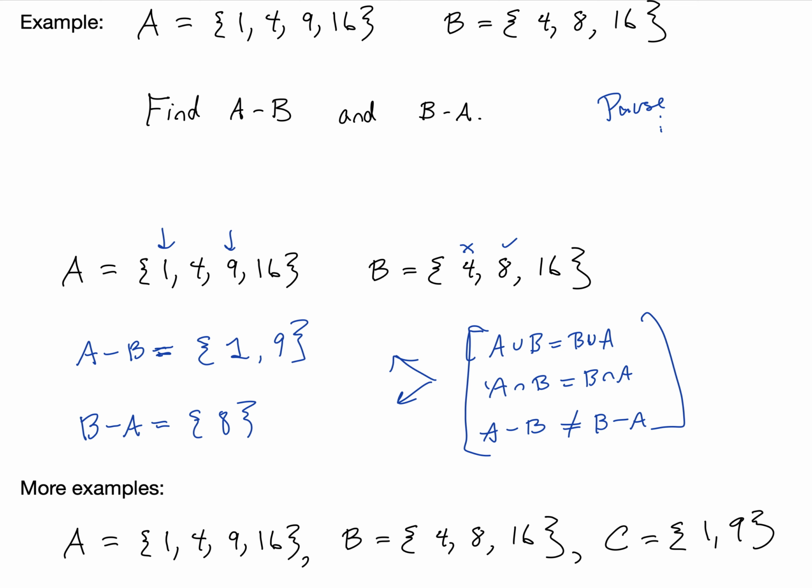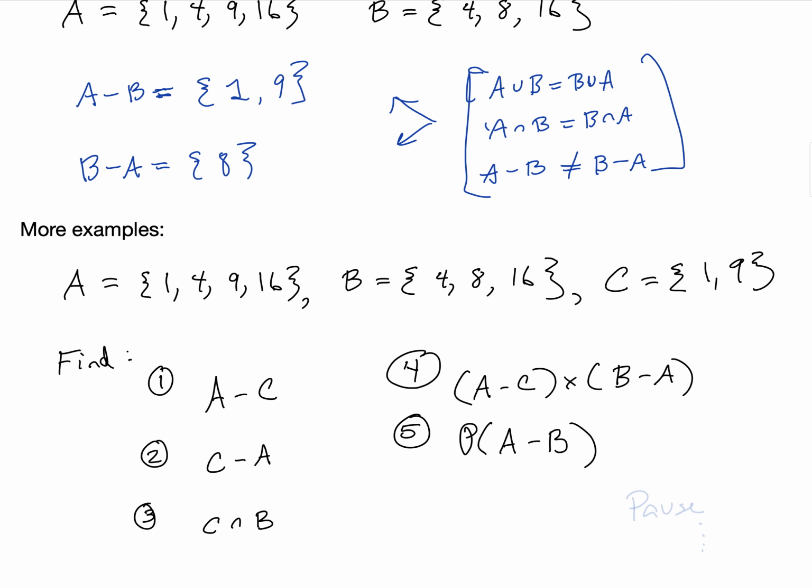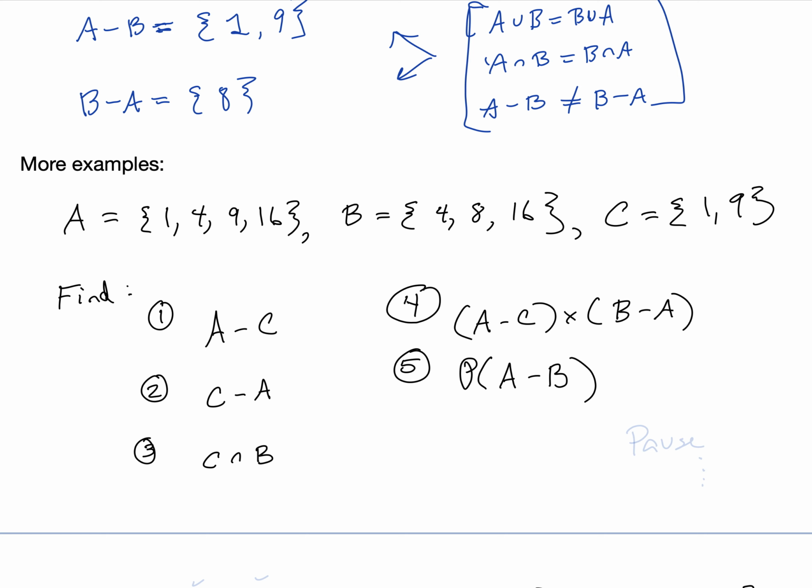So we'll start out with A and B being the same two sets as above, and now let's introduce a new set, C, being the set containing 1 and 9. And I'd like you to find the following: A minus C, C minus A, C intersect B, as well as the Cartesian product of A minus C with B minus A, and the power set of A minus B. So again, I'd encourage you to pause, grab a piece of paper, and try those out.